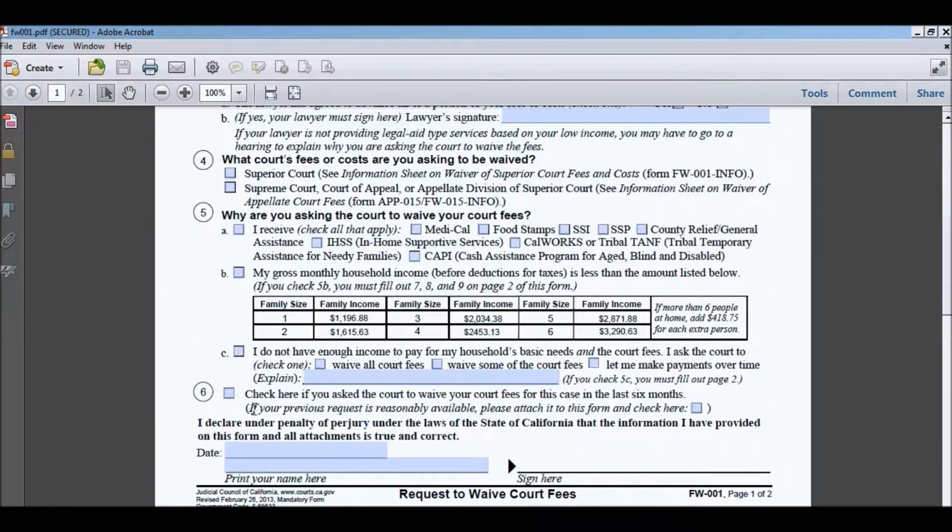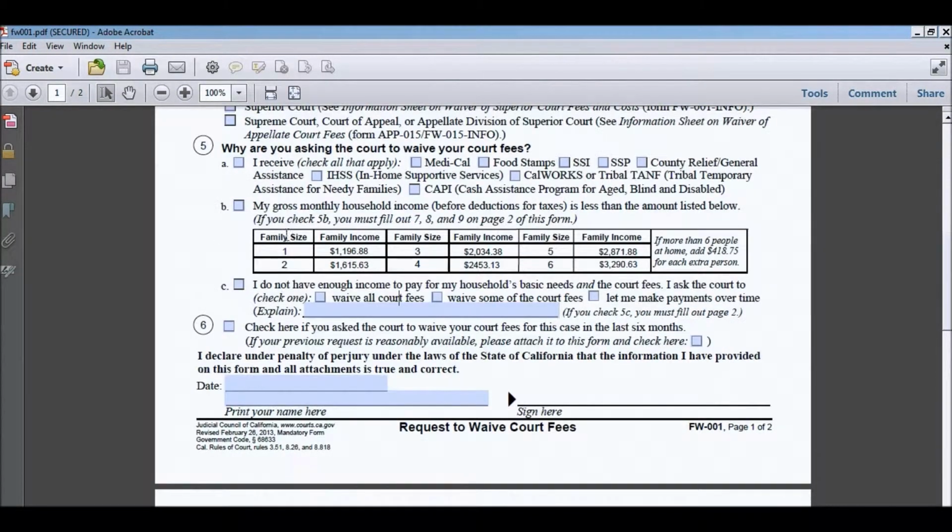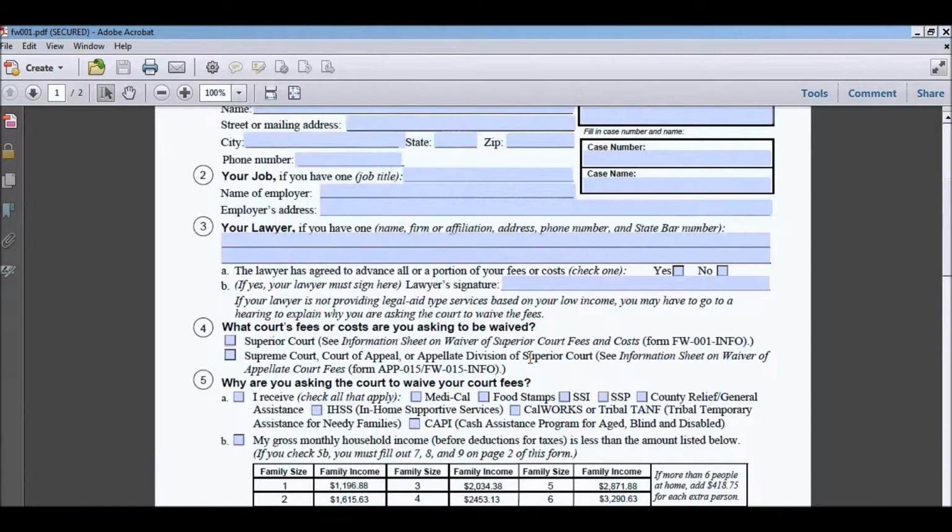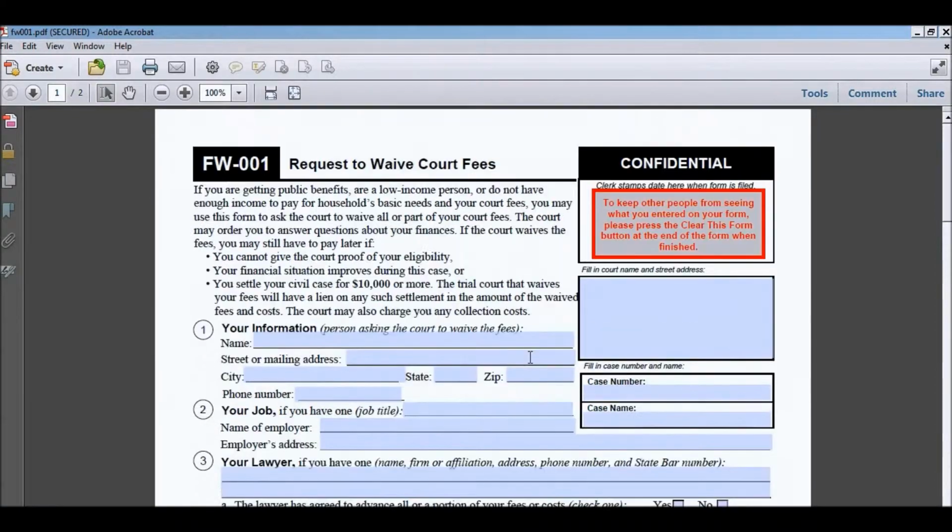Yeah, so the last thing to talk to you about here is if you've waived fees in the last few months, you have to tell the court by just checking box number 6 right here. And then, when you're done with this first page, go ahead and date it, print your name, and sign it. So that's the first page of this fee waiver form.